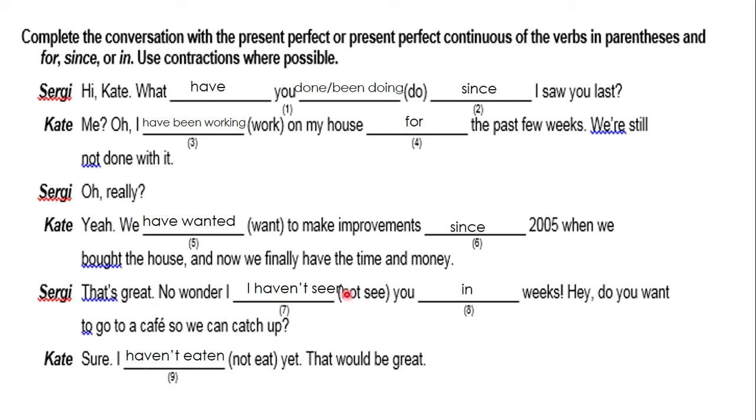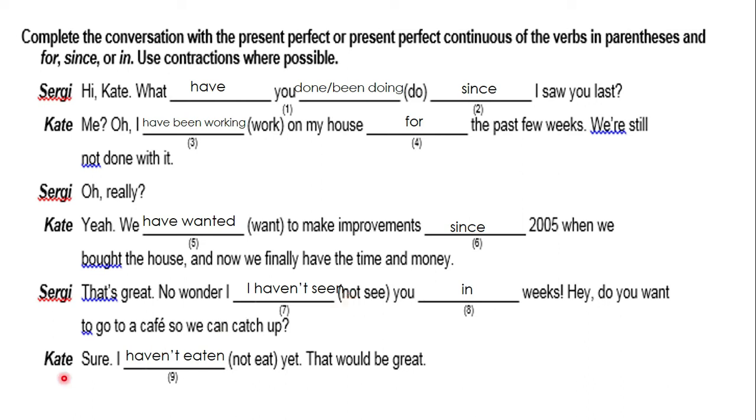Hey, do you want to go to a cafe so we can catch up?" So it says, I haven't seen you. The verb see is a steady verb, so it can only be used with the present perfect, okay? And in weeks, remember that in we use it with sentences that are with the present perfect negative. So I haven't seen you in weeks. No te he visto durante semanas o en semanas, okay?